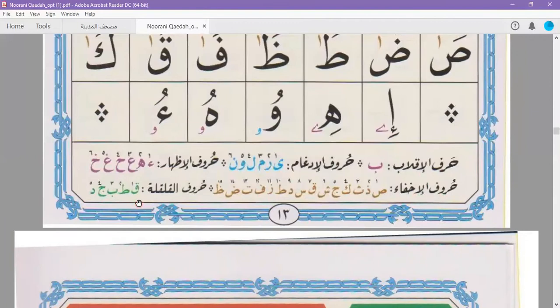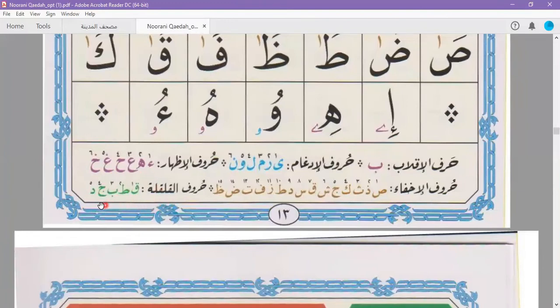Some people memorize this as قطب جدين. That's also okay, but "din" kind of confuses you: dal kasratain, people think of the noon then. But no. قاف طا با جيم دال, قطب جد. These letters are qalqala. Qalqala means bouncing sound.